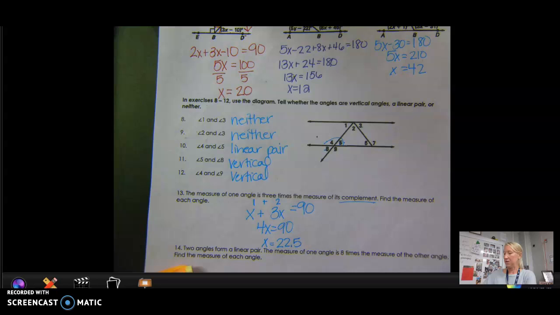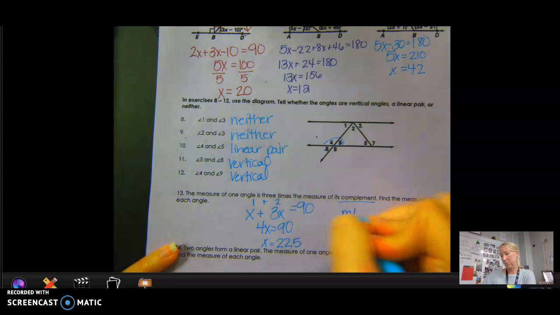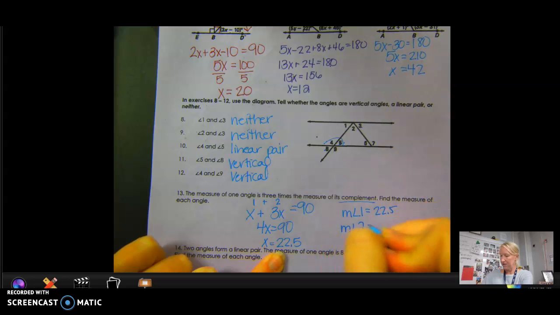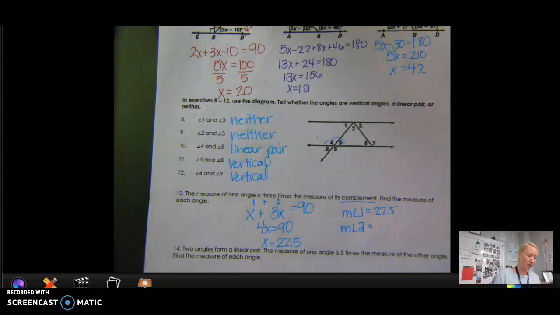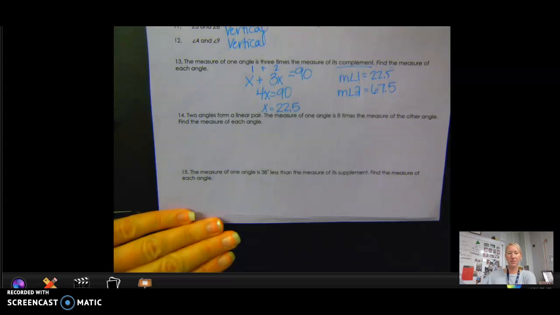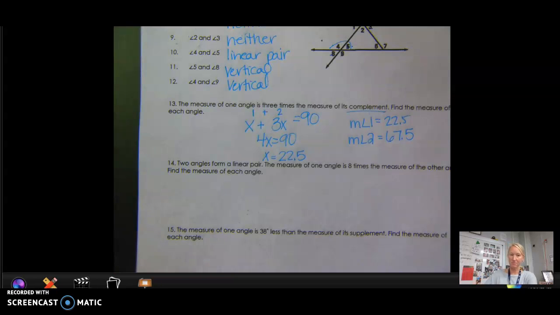They want the measure of both angles. So we're just going to say the measure of angle 1 is just that x, so that would be 22.5. And then the measure of angle 2 is 3 times 22.5, which is 67.5. I could have also done 90 minus that 22.5. Go ahead and pause me, try 14, 15 on your own, and unpause me when you're done.